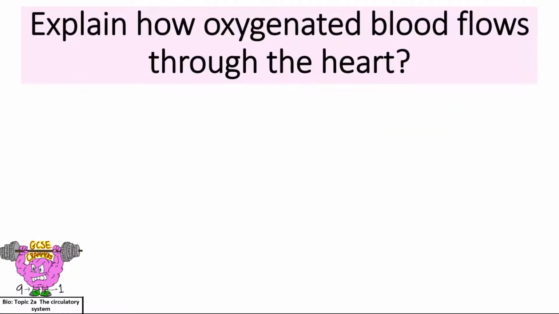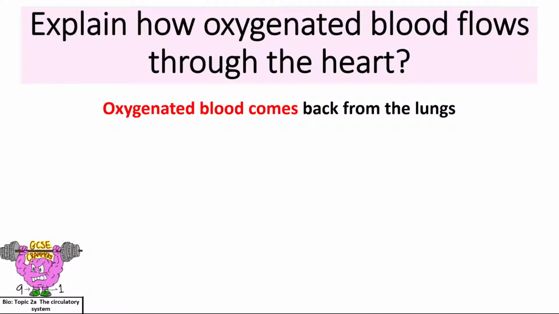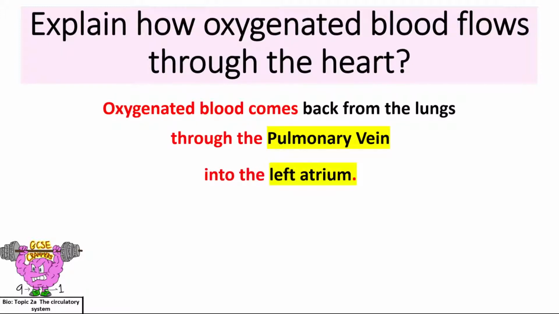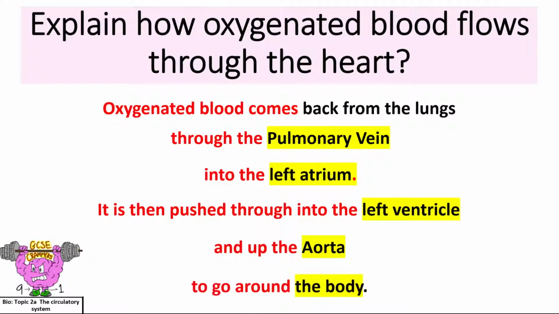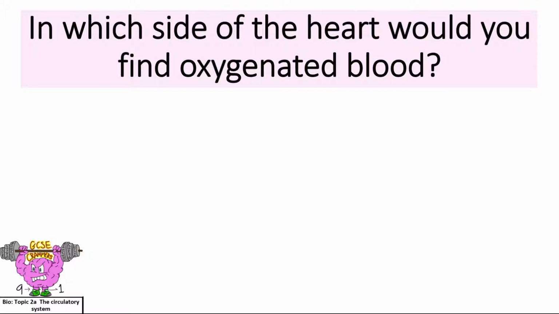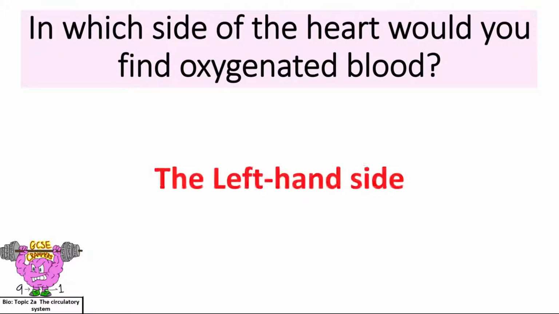Explain how oxygenated blood flows through the heart. Oxygenated blood comes back from the lungs through the pulmonary vein into the left atrium. It is then pushed through into the left ventricle and up the aorta to go around the body. In which side of the heart would you find oxygenated blood? The left-hand side.